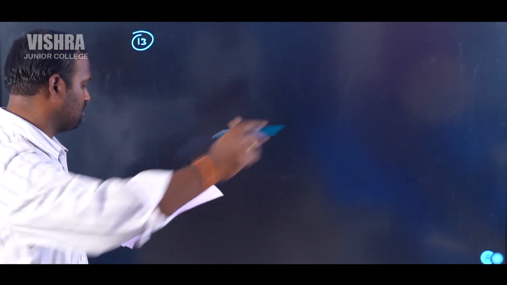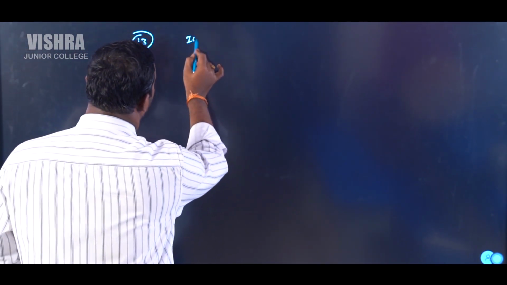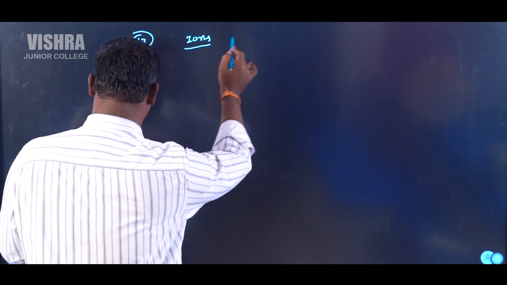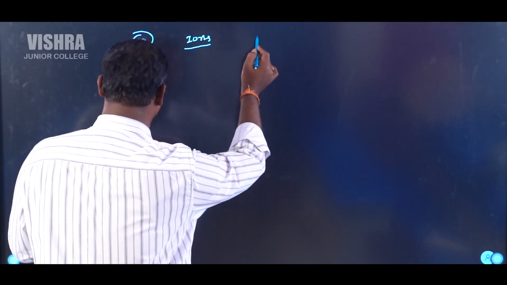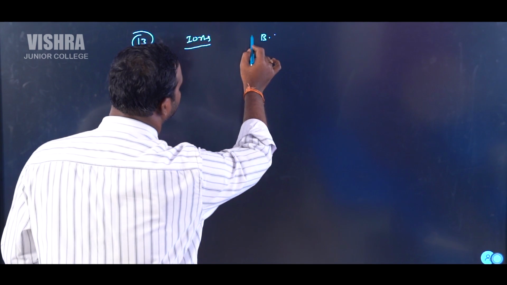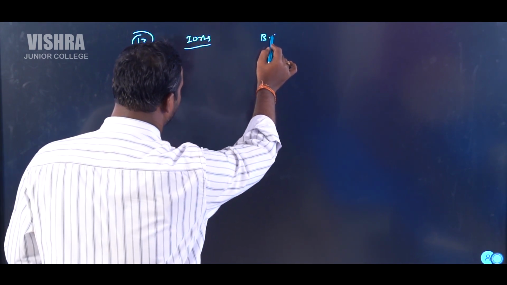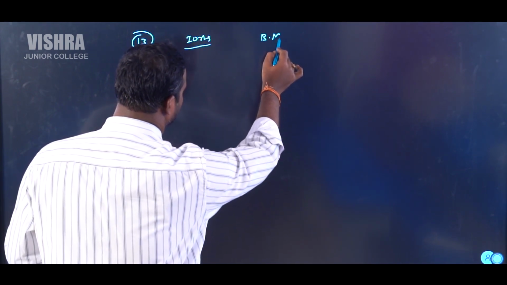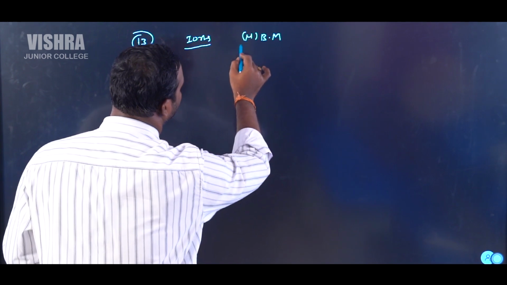The given matches are as follows: the given ions and their magnetic moment. Magnetic moment is in Bohr magnetons, mu.